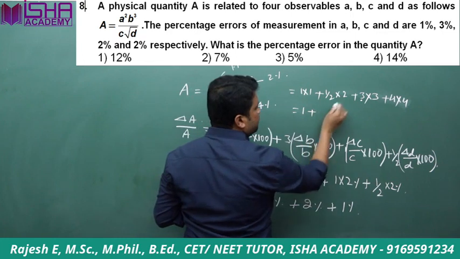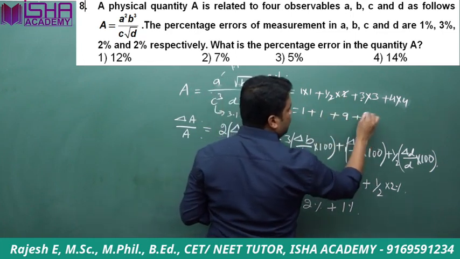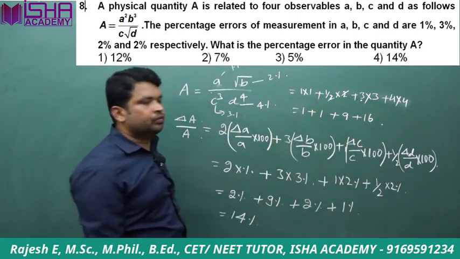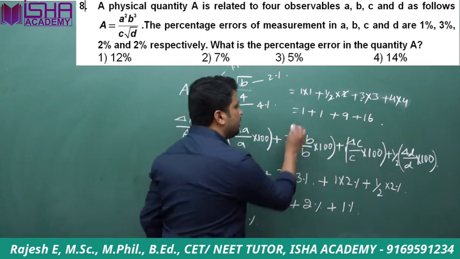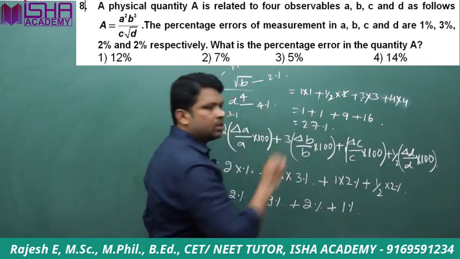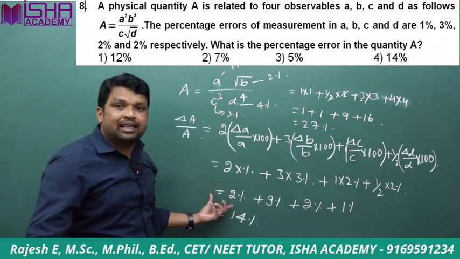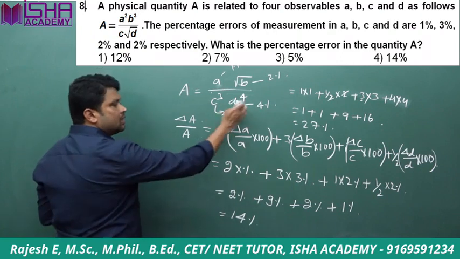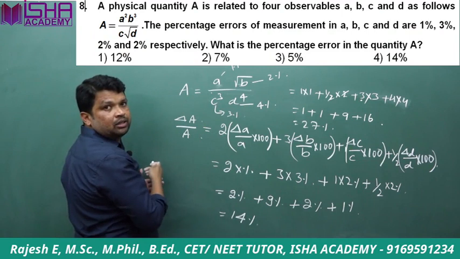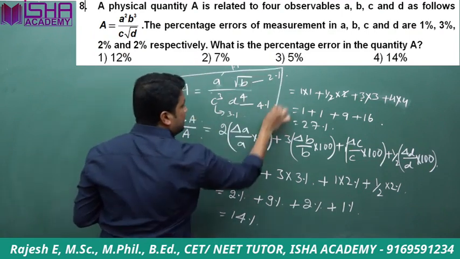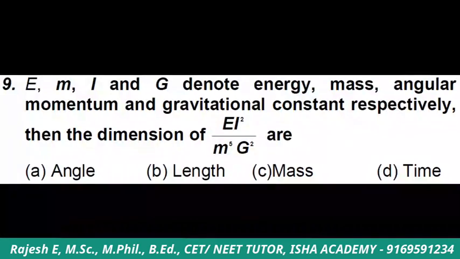So 1 plus 2 to cancel, 1 plus 3 3 is a 9 plus 4 4 is a 16. How much is this? 9 1 10. This is 26, 27%. This is how we are going to do this. This is the question which is asked in last year NEET. So last year NEET, this question has been asked. Only thing is the physical quantity, or the equation, is changed, right?